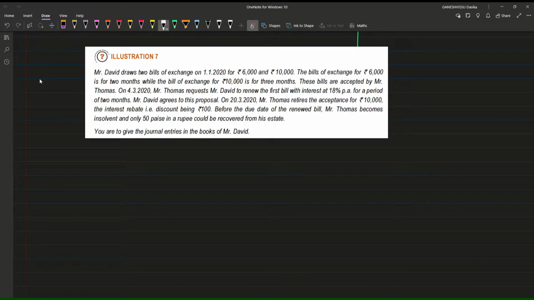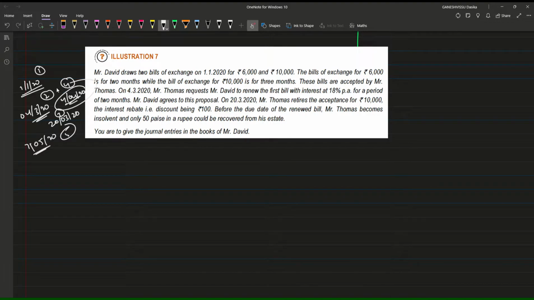I'm going to have some dates here. 1/1/2020 is for both the things. 4th March 2020, 4th April 2020, and 7th May 2020 are the dates which we are having. And one more date is there, 20th March 2020. First, second transaction, third transaction, fourth date, fifth date. Okay, actually this 4th April 2020 is not required here, because the second bill is retired before the due date only.